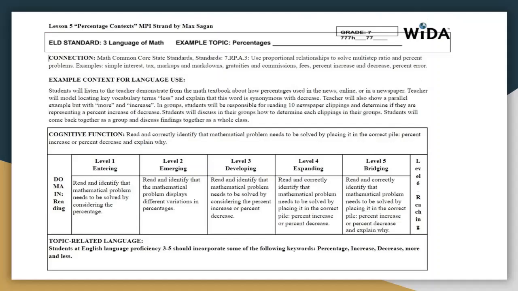This domain is evaluating reading, and in level 1, students will be required to read and identify that mathematical problems need to be solved by considering the percentage, scaffolding our way up to level 5, where students will read and correctly identify that a mathematical problem needs to be solved by placing it in the correct pile, percent increase or percent decrease, and explain why.